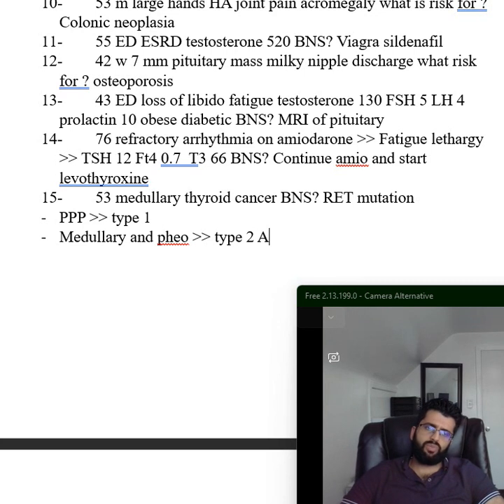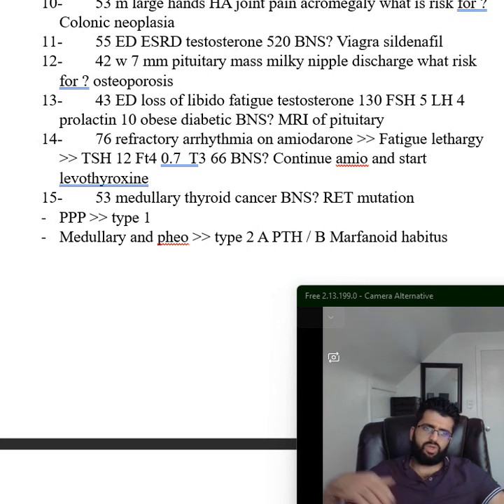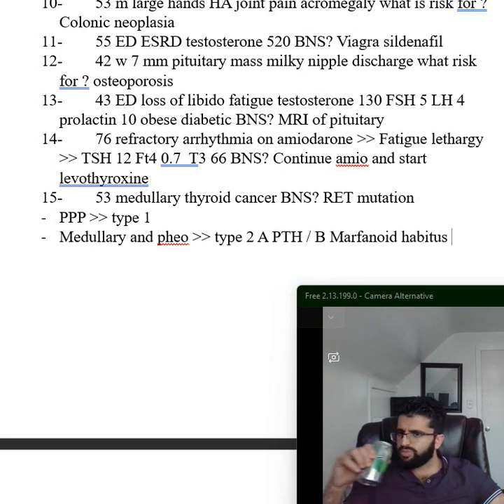Type 2A affects the parathyroid hormone as well, called parathyroid hyperplasia. Type B causes marfanoid habitus, marfanoid, mucosal and intestinal neuroma as well. B for marfanoid. So that's why you want to evaluate for metastatic disease, identify coexisting tumor, check RET gene mutation.